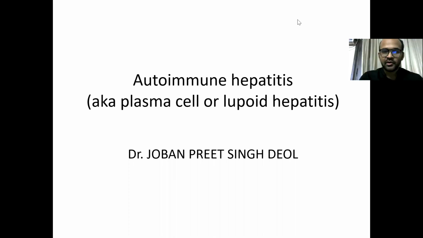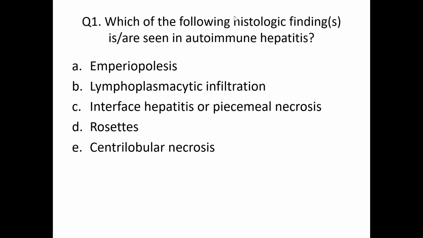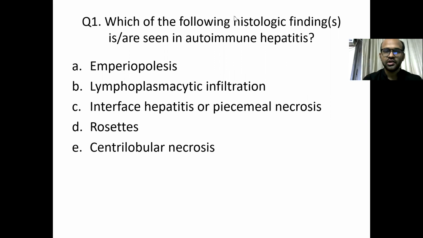So we are going to talk about autoimmune hepatitis, which is also known as plasma cell hepatitis or lupoid hepatitis. The first question is, which of the following histological findings are seen in autoimmune hepatitis? It is actually all of the following histological findings can be seen in a patient with autoimmune hepatitis.